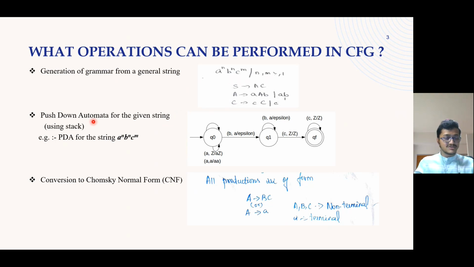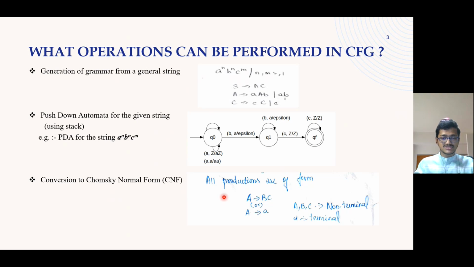Next, push-down automata, already described in the last slide. We can say that for any grammar, if we can generate a PDA, then that grammar is definitely a CFG. For this grammar, a to the power n, b to the power n, c to the power m is definitely a CFG, as we can describe it, or we can draw a PDA for it.